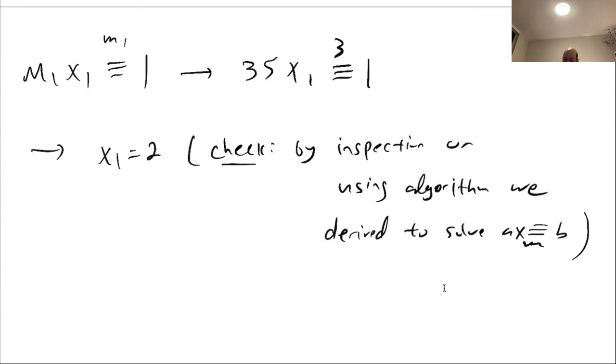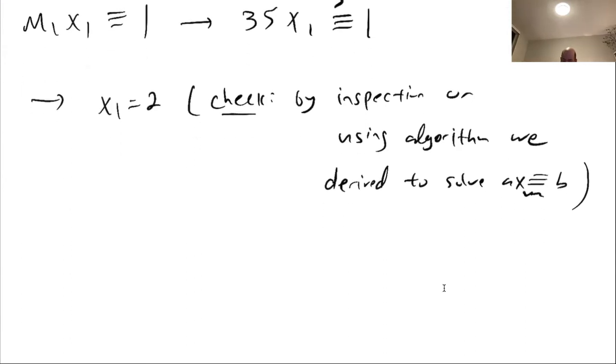GCD of 35 and 3. Of course, if the question says use the algorithm, then you have to use the algorithm. But otherwise, we can just try to guess, especially if the numbers are small. So if you want to guess, 35 times 2 is 70, and 70 is 1 mod 3. Why? Because 3 divides the difference between 70 and 1, which is 69. So X1, the solution for this, is 2.